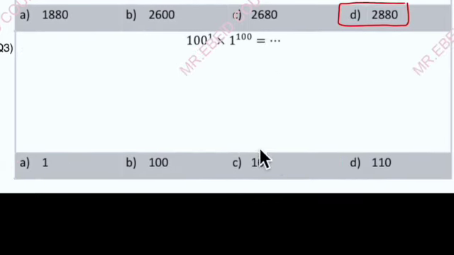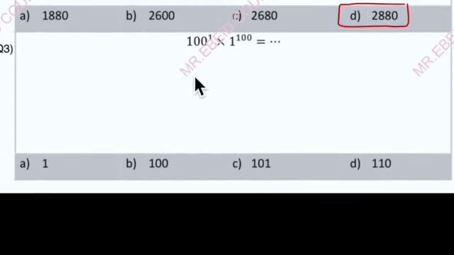Next question, question 3, 100 raised to the power of 1 times 1 raised to the power of 100. So it will be 100 times 1 to the power 100, it will be 1. So the answer is B.